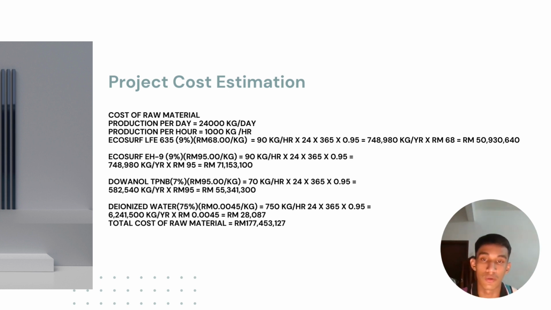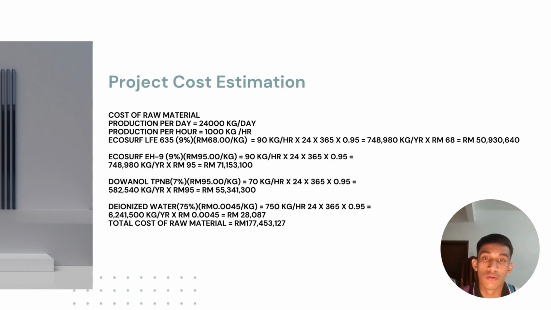For EcoServe LFE, we will use around 9%, which is around 90 kilo per hour. The second one is also 9%, which is 90 kilo per hour. The third one, 1-ONE TPNB, is around 7%, which is 70 kilo per hour. And then the NS water, around 75%, which is 750 kilo per hour. Our manufacturing production per day is around 24 ton, and production per hour is around 1 ton.